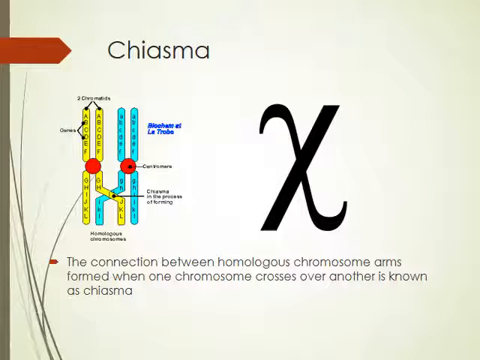Where these sister chromatids cross over, you have what's termed a chiasma. It's named after the Greek letter chi, because it looks like an X. The arms of one chromosome cross over the other.